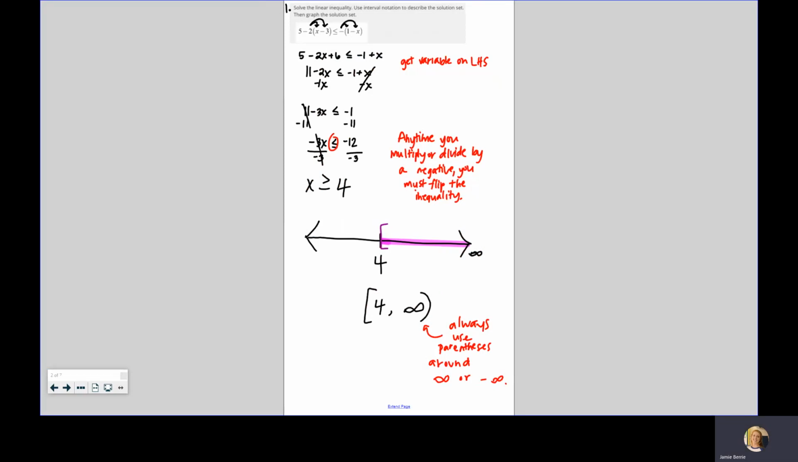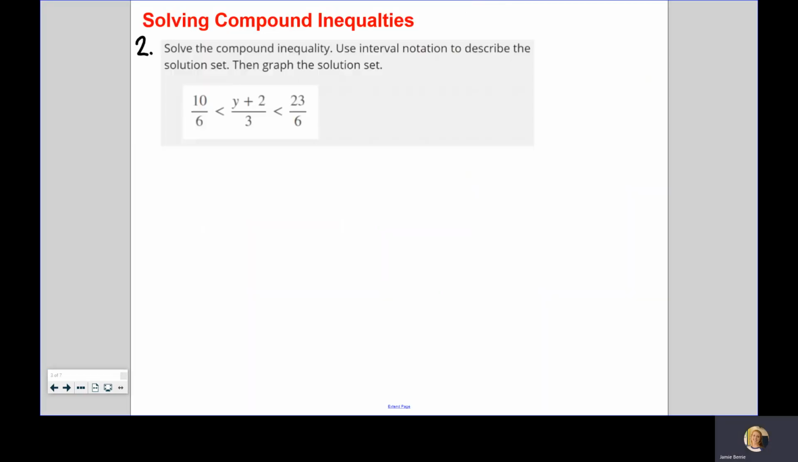All right, let's look at another problem. We're going to look at compound inequalities next. Compound inequalities are inequalities where you have more than one inequality symbol. There are 2 types of compound inequalities. We have what are called conjunctions, which is what we're going to look at in this first example. Another type of compound inequality is called a disjunction. So we have conjunctions and disjunctions. We'll do one of each.